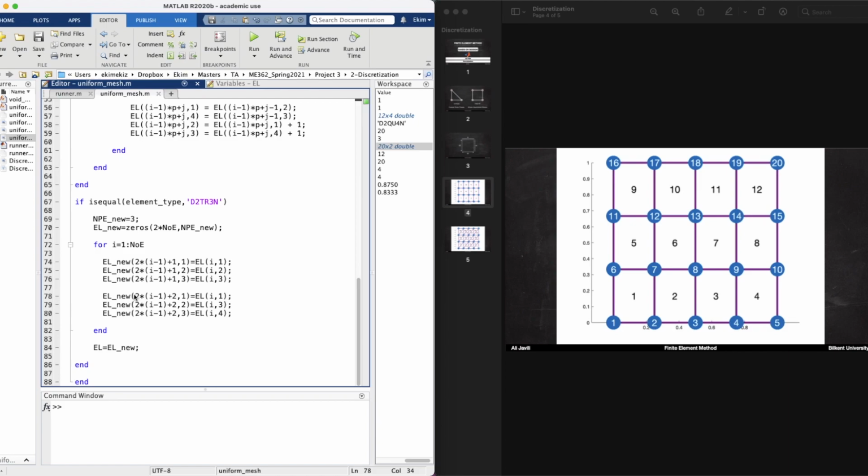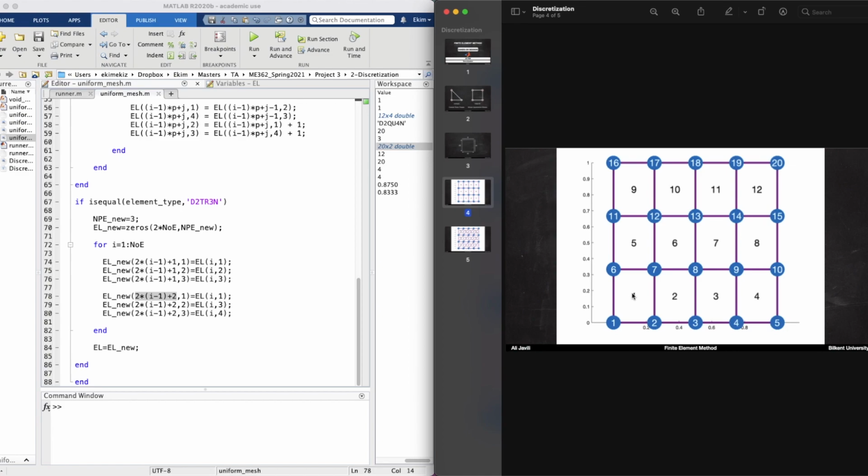And then if you look at this one now, this is that thing plus 1, right? So this thing should be 2. So for element 1, the old element 1, we now have the new element 1 and element 2. Okay. For element 2, we should have 3 and 4. And let's see if we do have that.